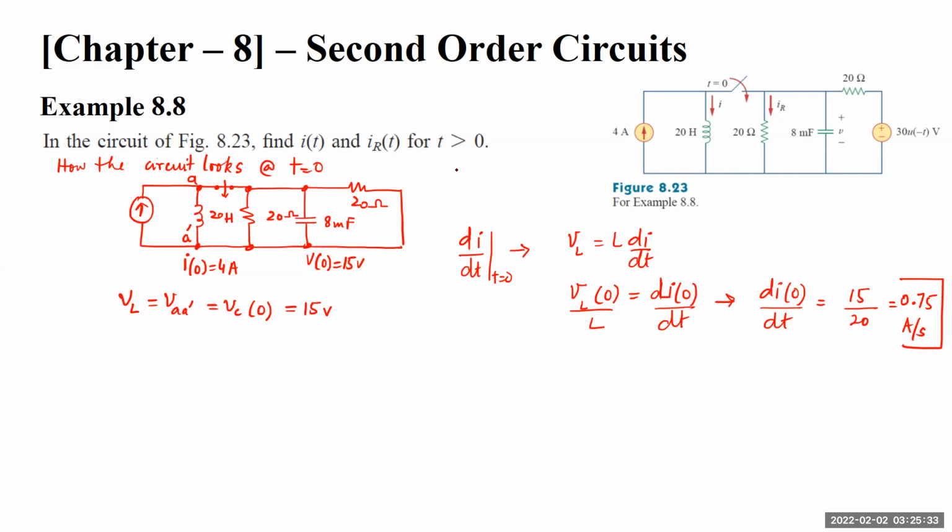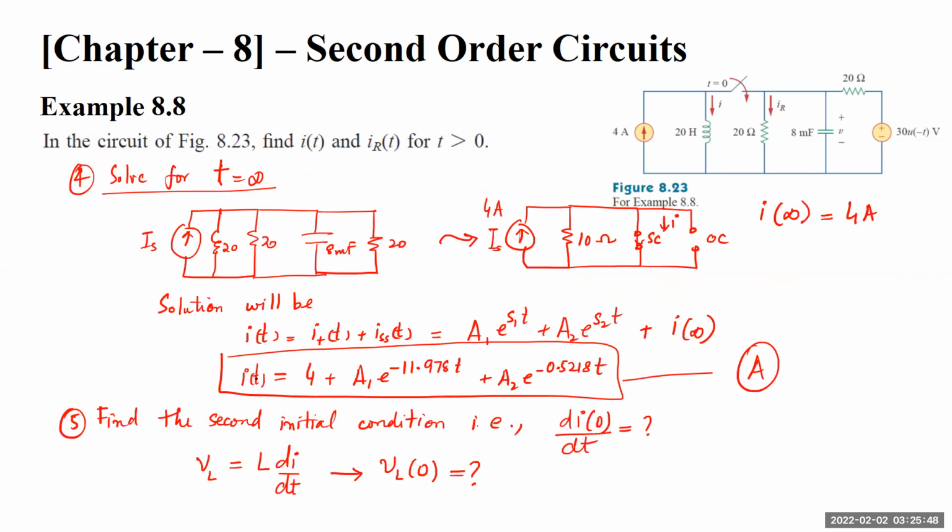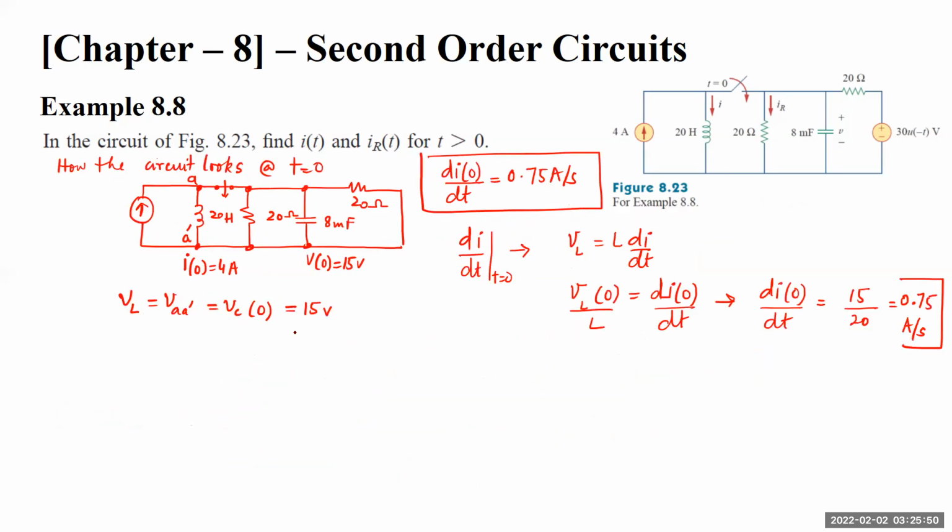So let me write it over here. di(0)/dt equals 0.75 amperes per second. This is my second initial condition. So now, step number 6, find values of A1 and A2.